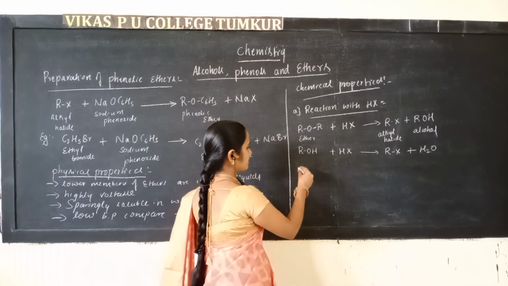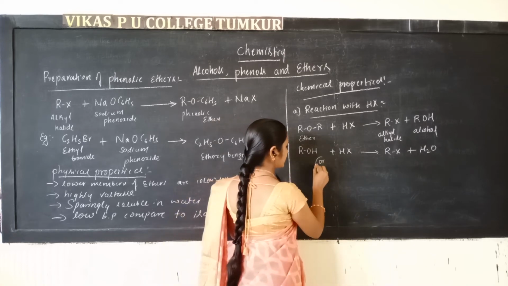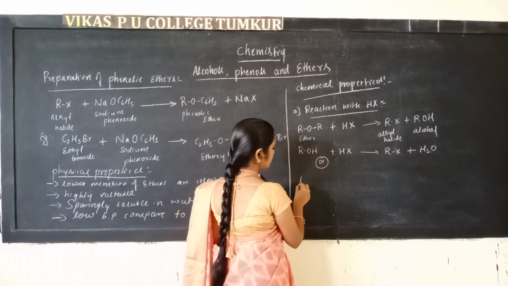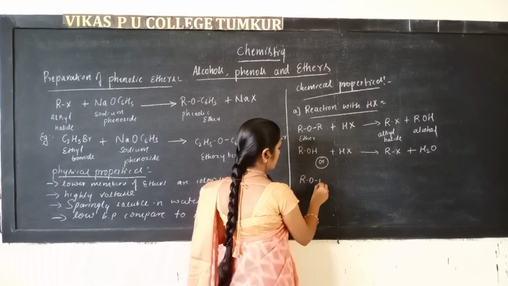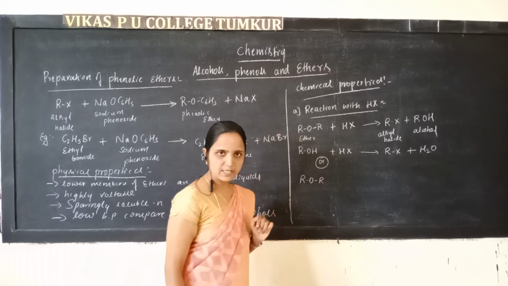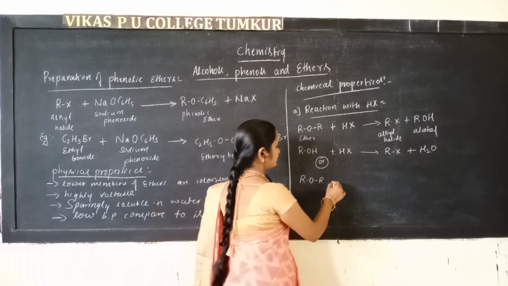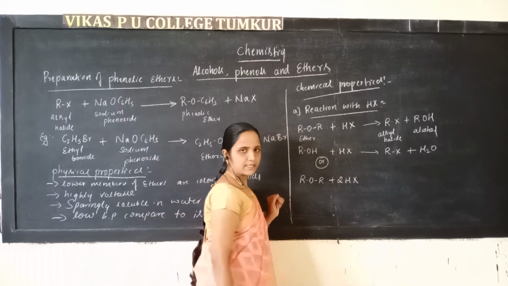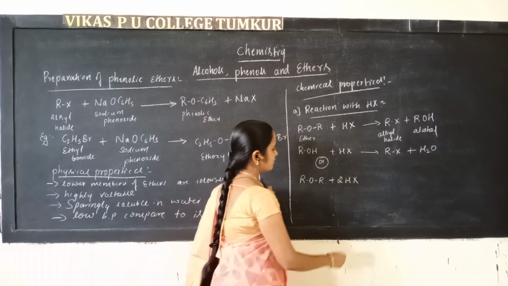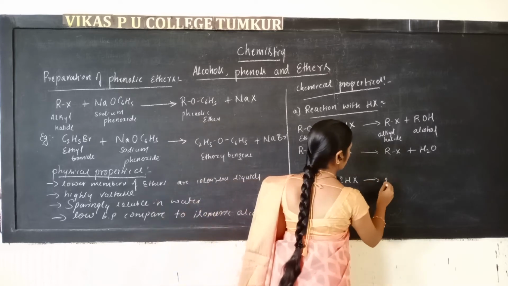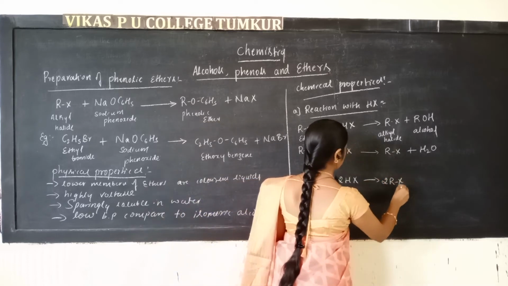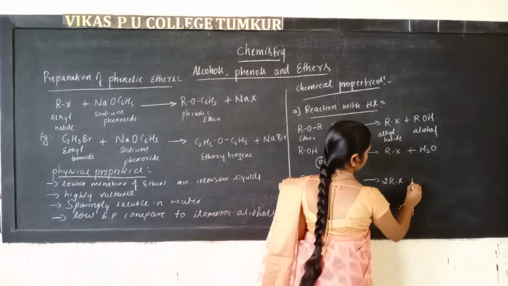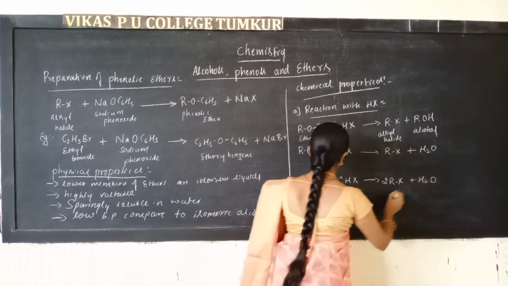This can be written in one equation: ROR' is going to be treated with two molecules of hydrogen halide. At that time we are going to get 2RX plus H2O. This is about the overall reaction.